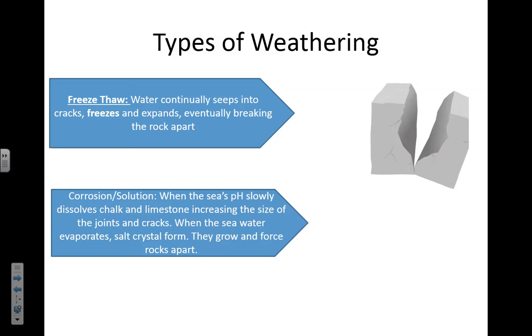And finally, the final one we looked at is corrosion or solution. That's where the sea's pH slowly dissolves chalk or limestone, increasing the size of cracks. When the water evaporates, the salt crystals form, they grow, and as the salt crystals grow more and more, they'll force the cracks to break as well.